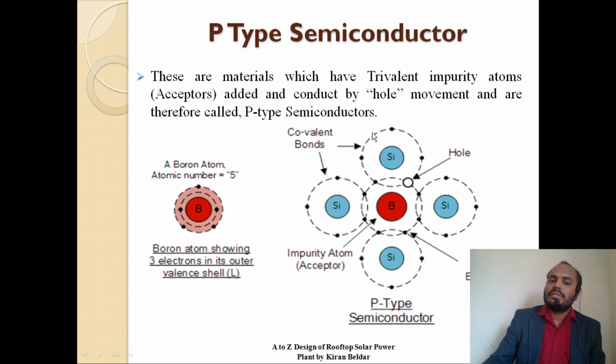So when the 4th silicon electron is to form a covalent bond, a hole exists, because there is no electron to combine with that electron of silicon. Remember that a hole always has a positive charge and an electron always has a negative charge.